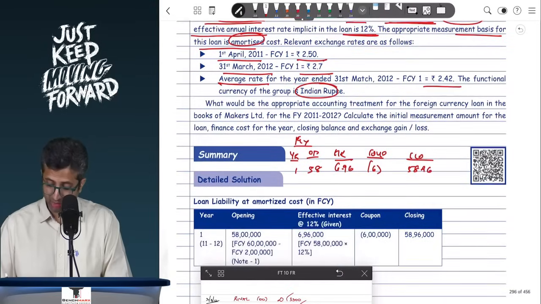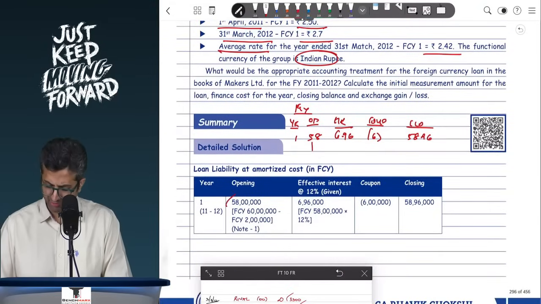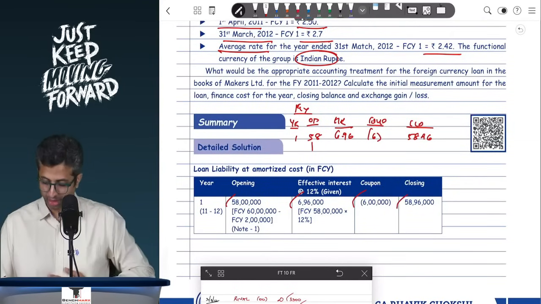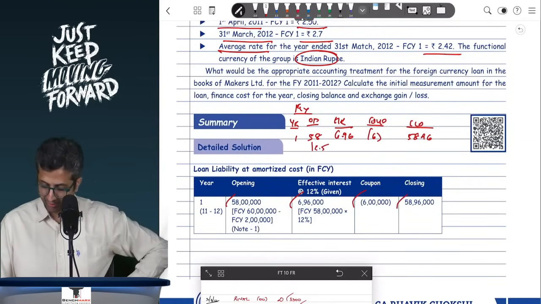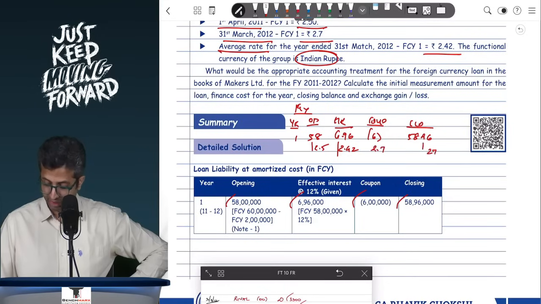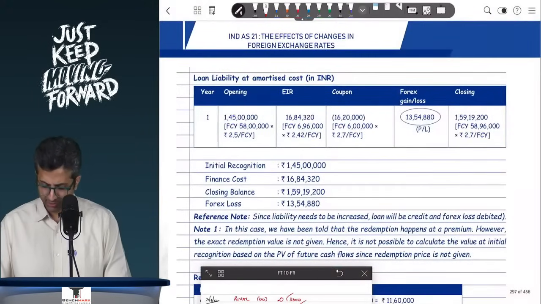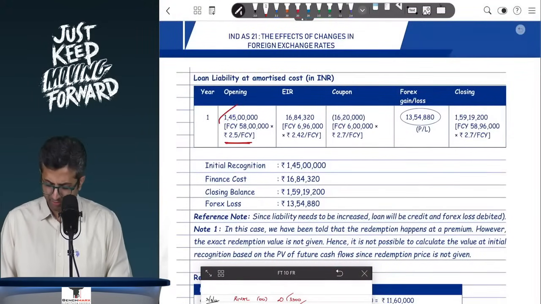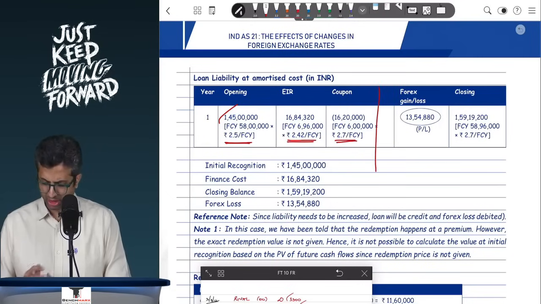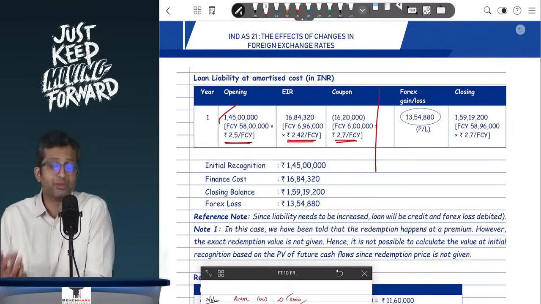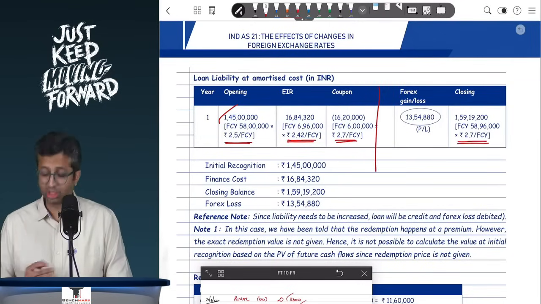Now what will happen is I'll convert each of these items. This is in FCY: 58, 6.96, minus 6 and 58.96. I'll convert this at the appropriate rate. Like the opening balance will be at 2.5. Interest will be at 2.42. Coupon, on the rate on the date when it is paid, may be at 2.7. And even the closing balance at 2.7. Now if I convert all of these into rupees, this will be your opening multiplied by 2.5, interest at 2.42, coupon at 2.7. Now if I do this working, I will get a closing balance which will be different from the balance calculated at the closing rate.